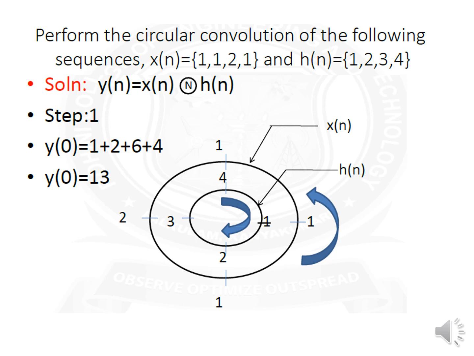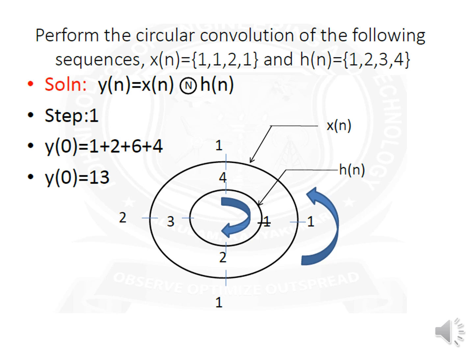Now you can see some problems. The first one is to perform the circular convolution of the following sequence x of n and h of n. We want to find the value of y of n equal to x of n convolution h of n. Since we have two sequences, first we want to see whether the lengths of the two sequences are the same. Now we can represent the two sequences by using the concentric circle method.